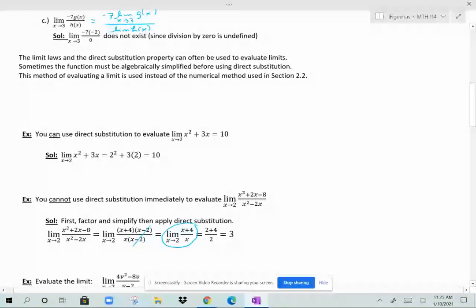At this point, I can do direct substitution because plugging in the 2 will no longer result in division by 0. So when I plug in the 2, I get 2 plus 4 divided by 2. That's 6 divided by 2, so I have an answer of 3.